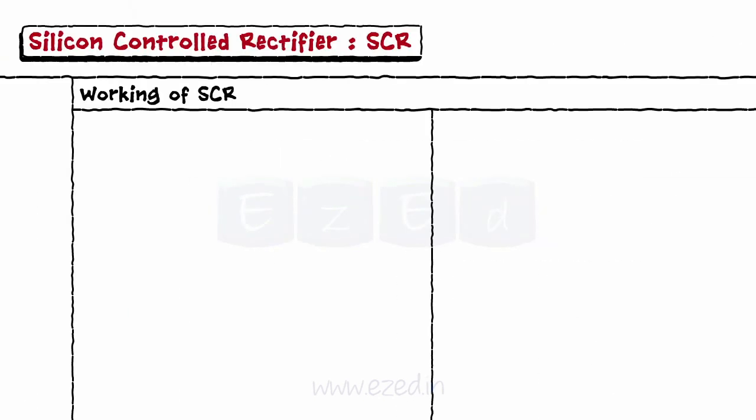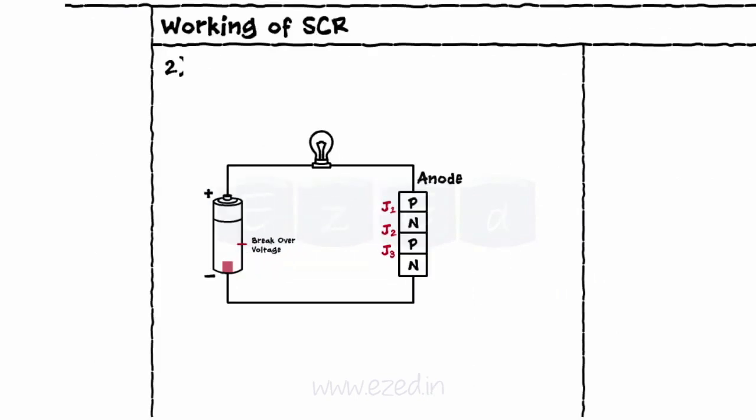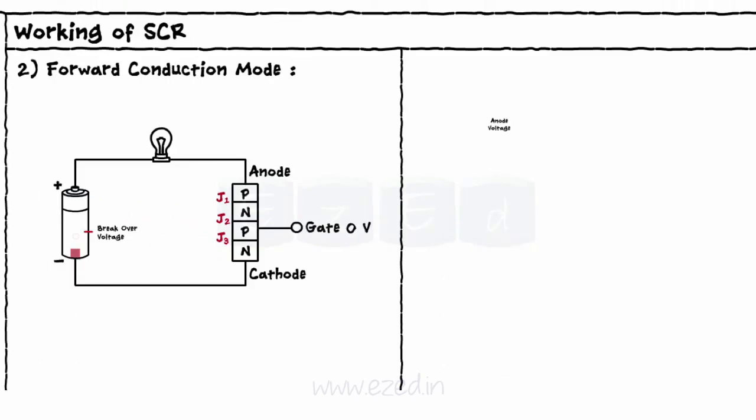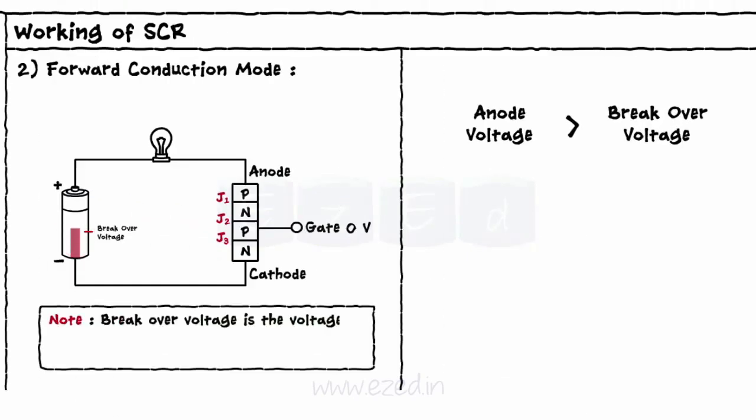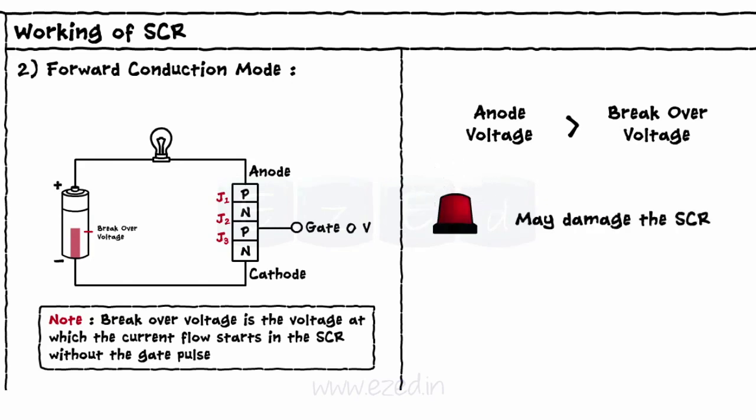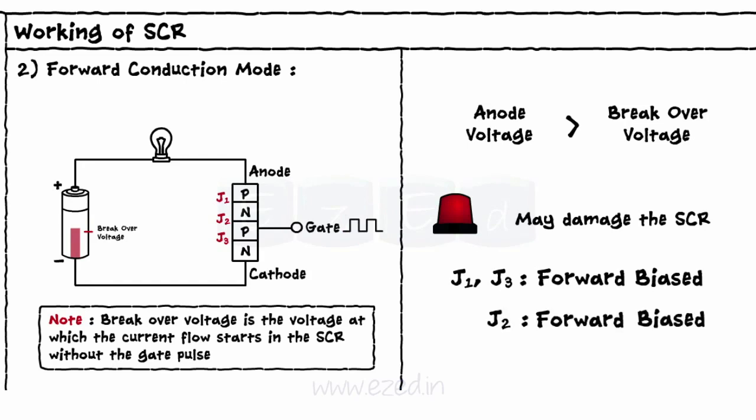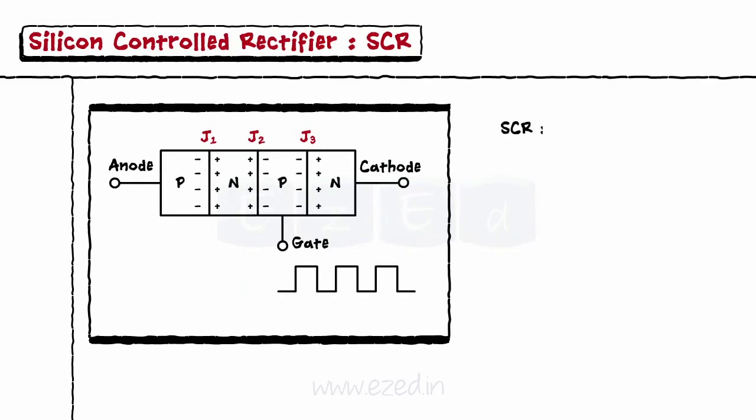The SCR can be brought from the blocking mode to the conduction mode in 2 ways. One is to increase the anode voltage beyond breakover voltage, which is the voltage at which the current flow starts in the SCR without the gate pulse. But this may damage the SCR. The second way is by applying the positive potential at the gate that makes the junction J2 forward biased, and being all the 3 junctions forward biased, the SCR conducts the current. Once turned on, the SCR goes into the latching mode.